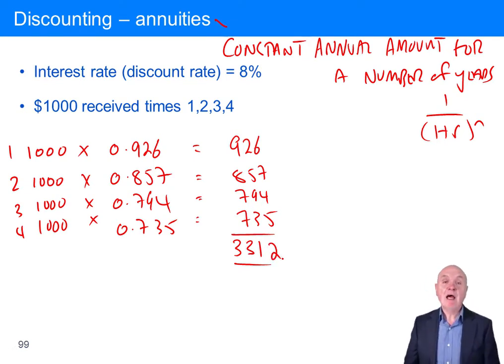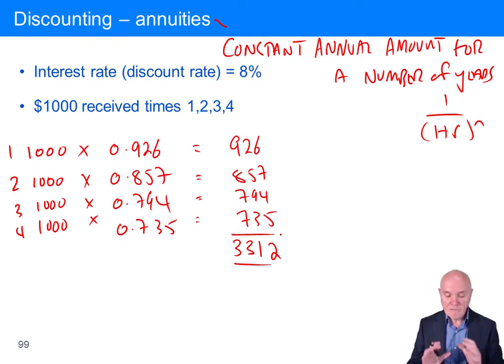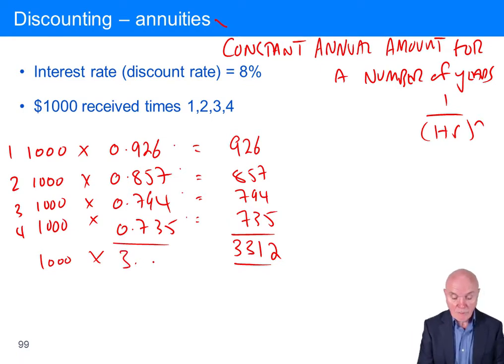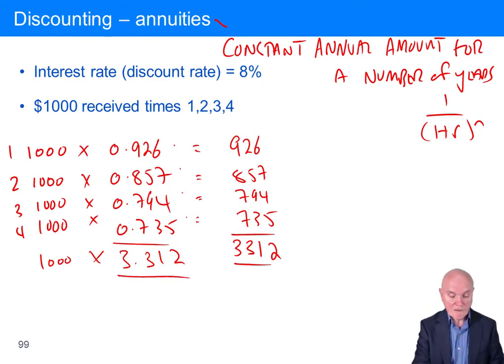A long way short of just saying 1,000 being received for 4 years is worth 4,000, because with 4 years away, you're having to wait quite a long time for your money. It's not worth nearly as much as the face value; it's down to 73.5% of its face value. Now that's really rather tedious to do. We've had 4 multiplications in there. We've had 4 discount factors either to calculate or to work out. Another way we could have done it is to say, well, maybe it's 1,000 times 3.312, which is what these are going to be adding up to, and that will give us the present value of the 4 flows.